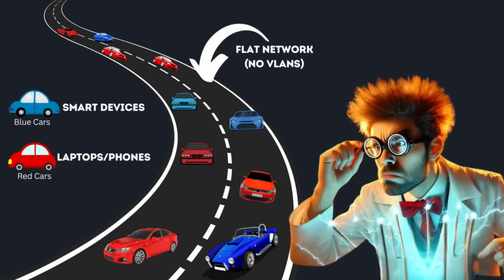Now I've broken down the different cars here too. We have blue cars, which represent smart home devices or IoT devices. And then you have red cars, and red cars are going to be your everyday devices, maybe your work computer, your cell phones, things like that. And in this scenario, they're all on the same highway. They're all traveling down the same road to get wherever it is that they want to go.